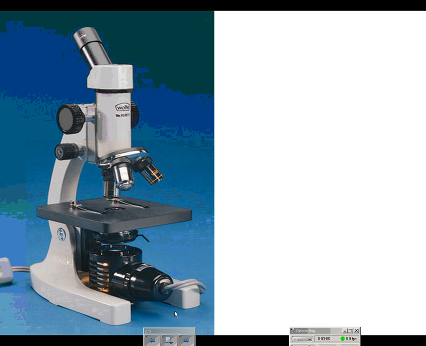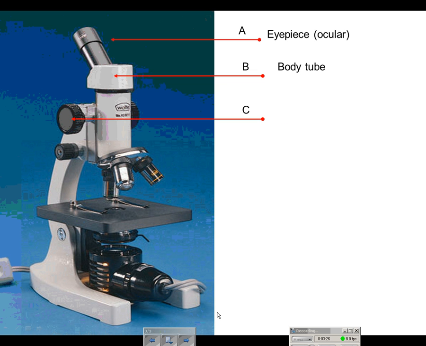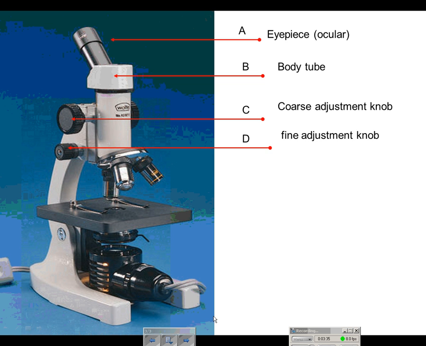So let's take a look at what a compound light microscope looks like. This is similar to the ones that we'll use in the classroom, and we'll label them. So this is going to be the eyepiece, or the ocular, and typically it has a magnification of 10 times. Then we have the body tube. That big knob is going to be the coarse adjustment knob, and the coarse adjustment knob is only going to be used when you're viewing specimens under low power. This is going to be the fine adjustment knob, the smaller knob, and that's going to be used for viewing specimens under high power.